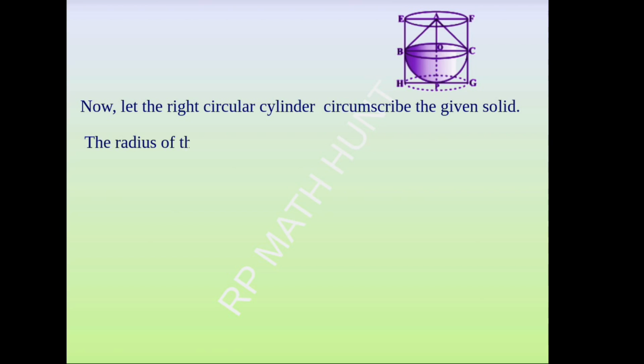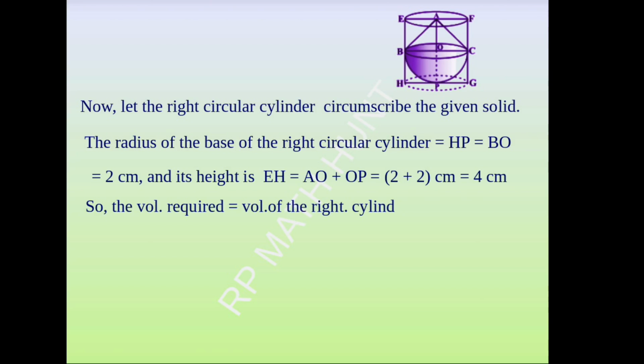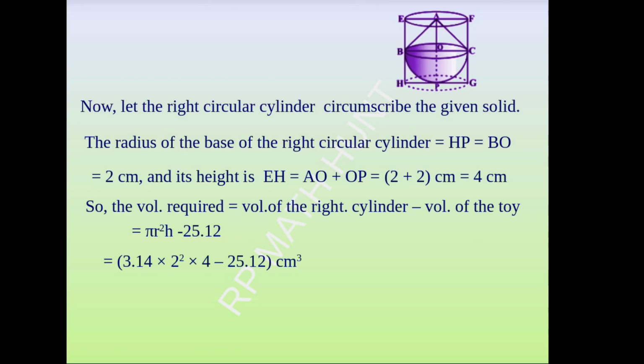Now, let the right circular cylinder circumscribe the given solid. The radius of the base of the right circular cylinder is equal to HP, which is equal to BO, which is equal to 2 centimeters, and its height is EH, which is equal to AO plus PO, which is equal to 4 centimeters. So, the volume required is equal to the volume of the right cylinder minus the volume of the toy. Pi r square h minus 25.12. 3.14 into 2 square into 4 minus 25.12 centimeters cube.